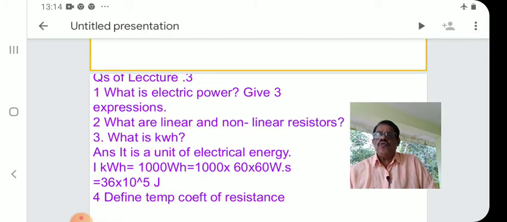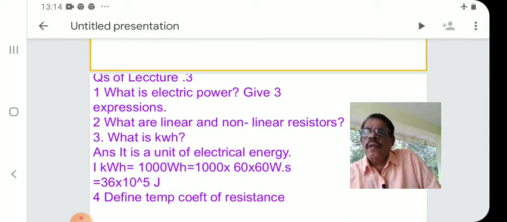And here are a few simple questions from our previous lecture. The first question is, what is electric power? Give three expressions. Second is, what are linear and non-linear resistors? Third question is, what is kWh, kilowatt hour? W must be capital.